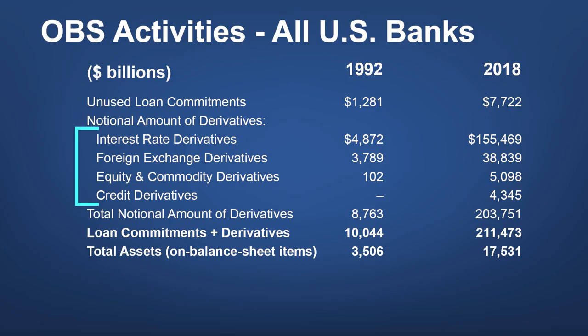The reporting here is done in notional amounts. So for interest rate derivatives, which is by far the biggest item, this is a jaw-dropping number, $150 trillion. If we think of derivatives as providing insurance, that's how I like to think of it, then this tells us about the total value of items being insured.